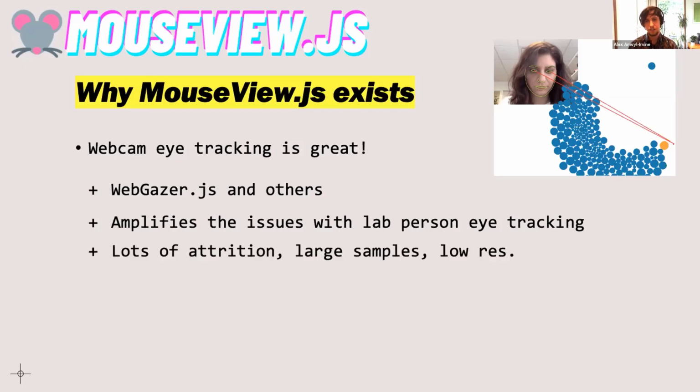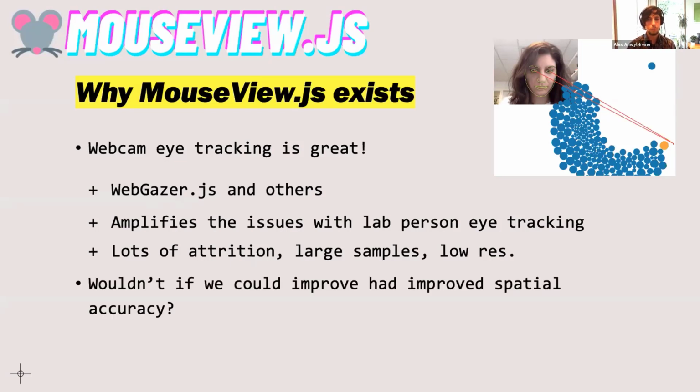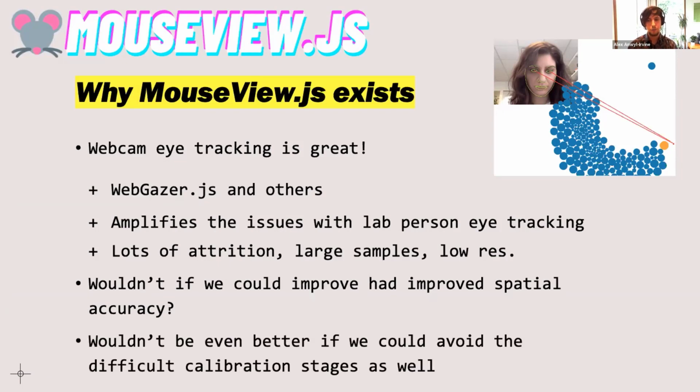And further to the list, you get lots of attrition, which we have to combat with large samples. And then even after that, we end up with relatively low resolution data, which for certain research questions is interesting. But for us and our collaborators, this was quite difficult to work with. And so we thought, wouldn't it be great if we could improve upon these accuracy issues with a different tool? And would it be even better if we could avoid the awkward calibration stages and those errors too, as these are the source of much of the attrition that you can experience when running these types of experiments online.